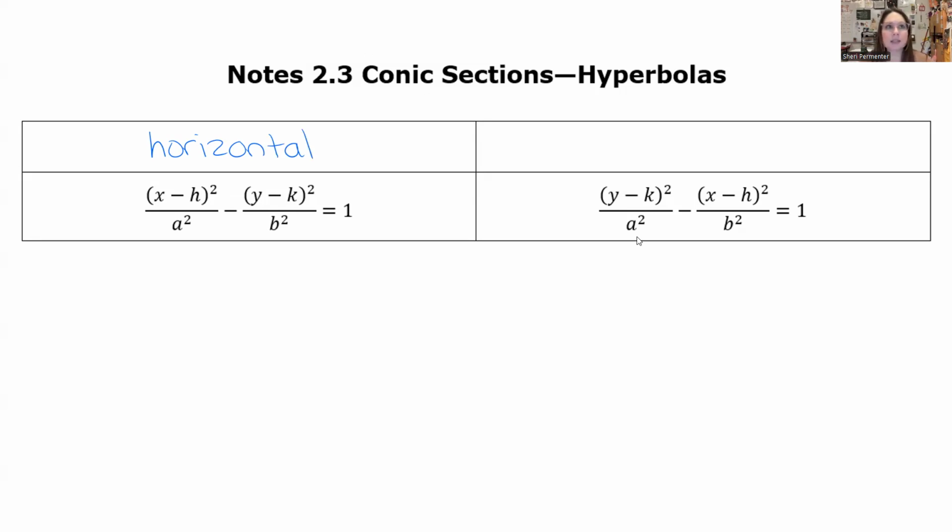And then when Y is listed first, you have what kind of hyperbola? Vertical. And I'm going to go ahead and sketch a little image so that we know that horizontal is like that. Vertical is like that.